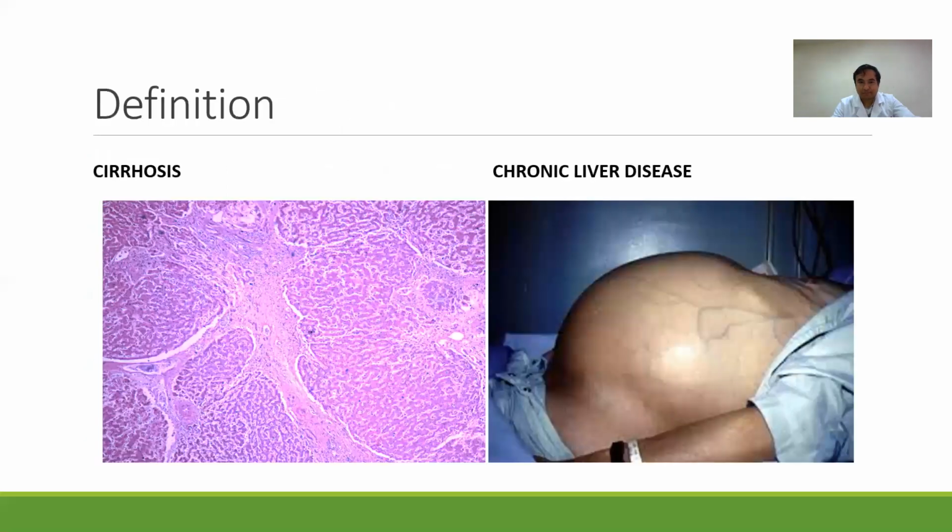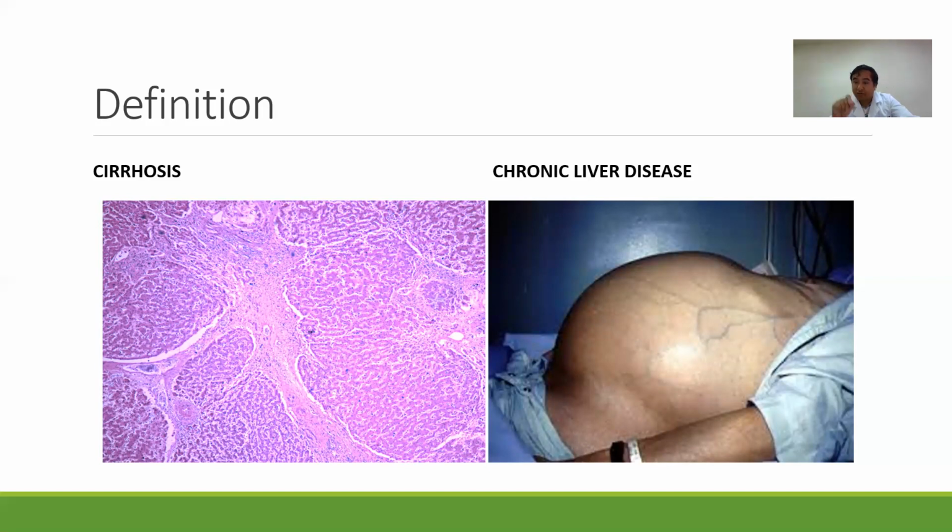Okay. Now, can anyone tell what is the difference between these two pictures? So this one is the cirrhosis. If your teacher asks you what is cirrhosis, then you are not supposed to answer that cirrhosis is the presence of jaundice, like that. It's not like that. Cirrhosis is a histological diagnosis.